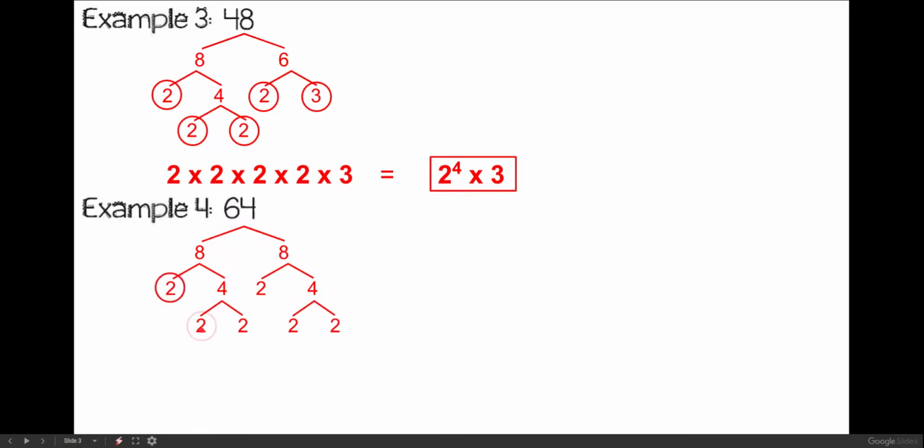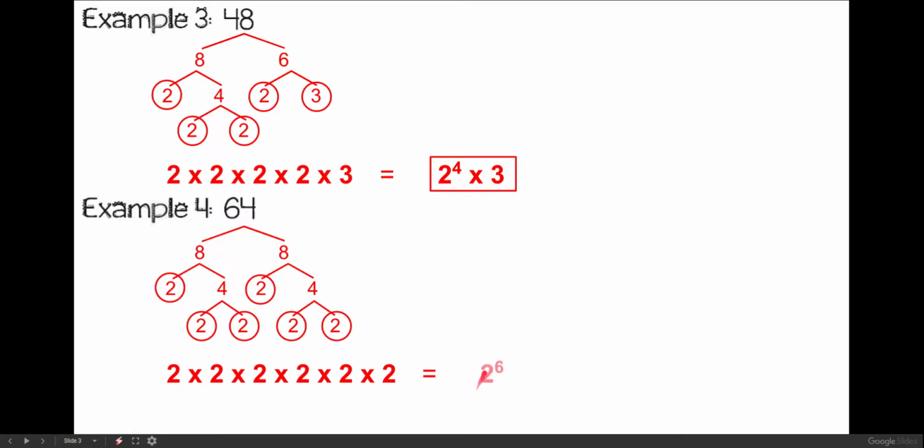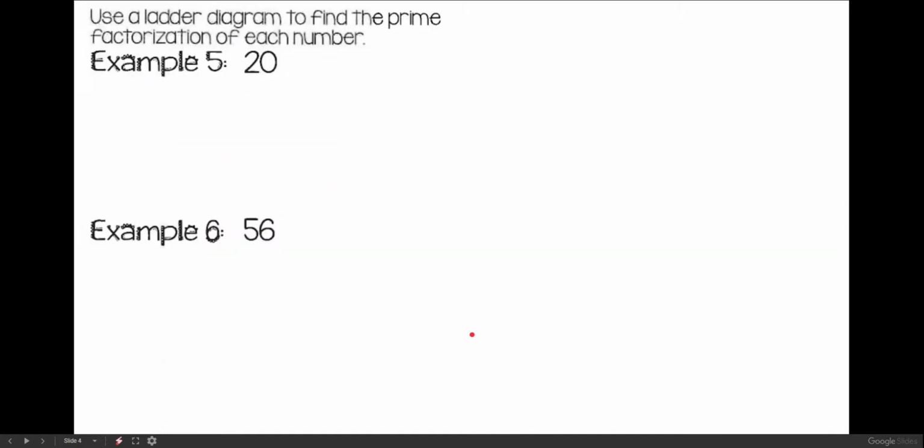So we have 2 and 2 and 2 and 2 and 2 and 2. That's 1, 2, 3, 4, 5, 6 2's. All the same. So we can rewrite this as just 2 to the 6th power. All right, we are going to try a different method.